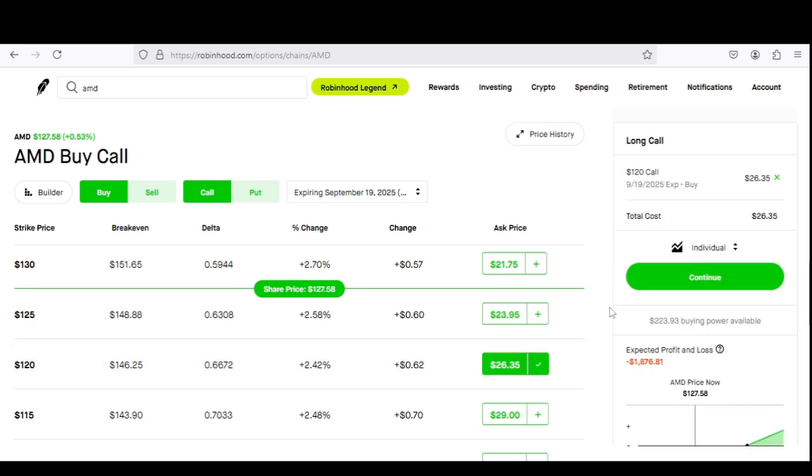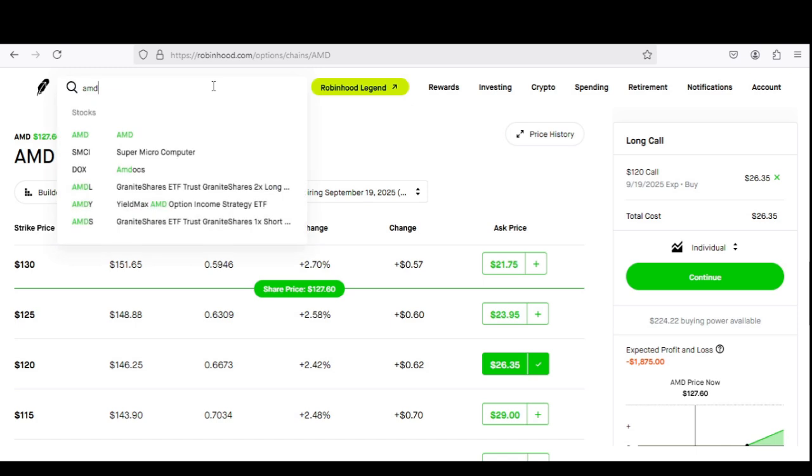In the real world, that's going to be equal to $2,635. Each option contract is multiplied by 100 shares. Now, this is part one of what I'm going to do, and that's going to take $2,600 away from my $10,000.